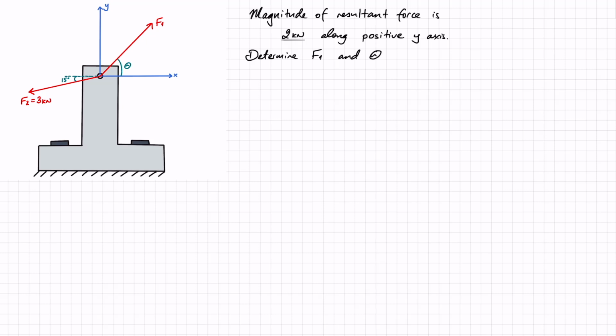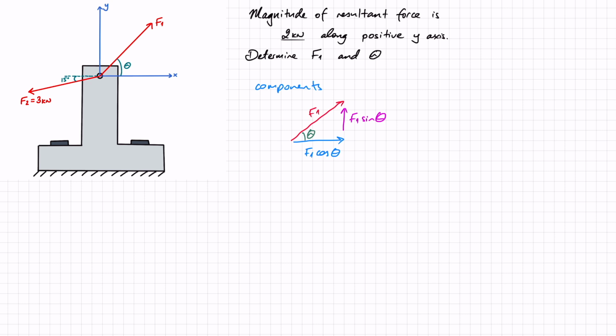I'm going to start off exactly the same way as we did last time. We're going to divide F1 and F2 into components. So we don't have a lot of information about F1. If I just draw F1 here, it's got a positive component in x and a positive component in y. The angle here is theta. We don't know it. So what I can say though is that in the x-axis I'm going to have F1 cos theta, and in the y-axis I'm going to have F1 sine theta.